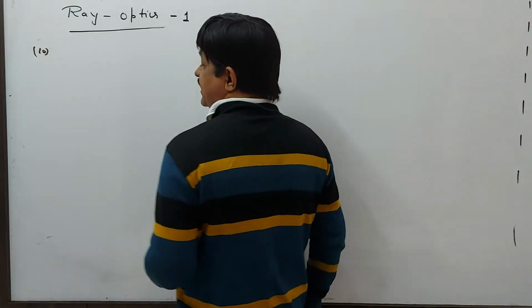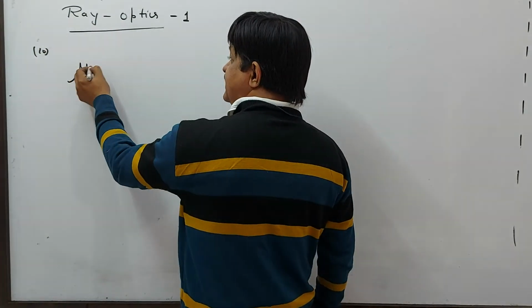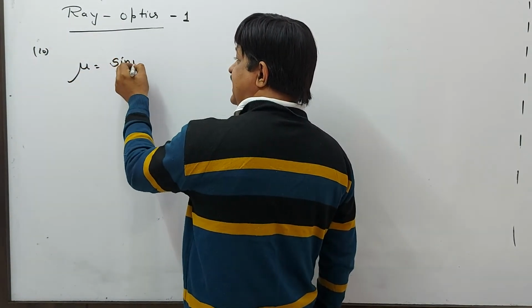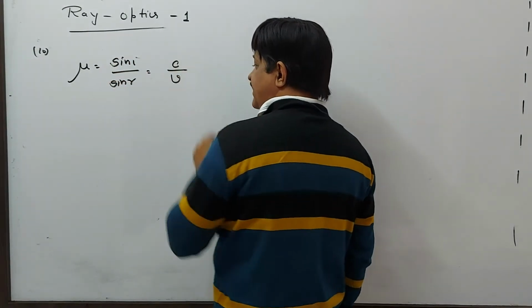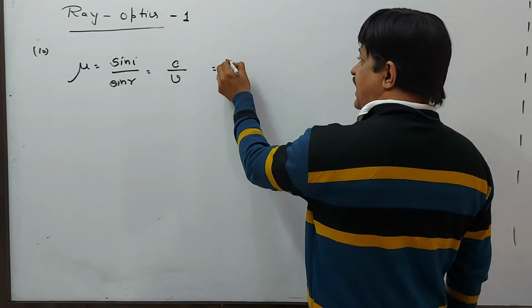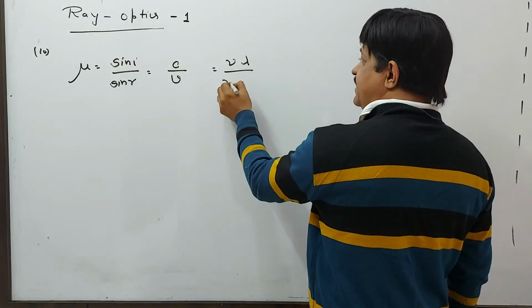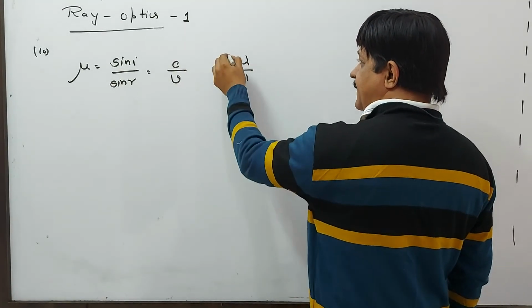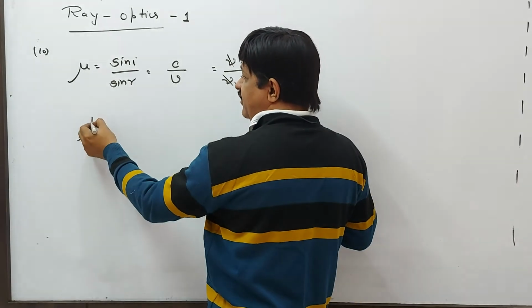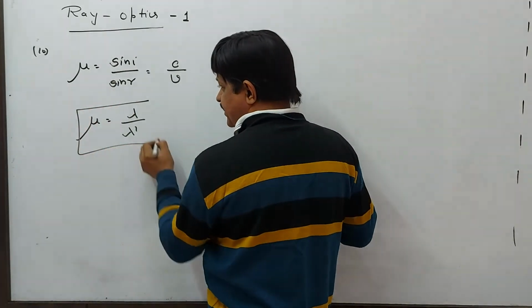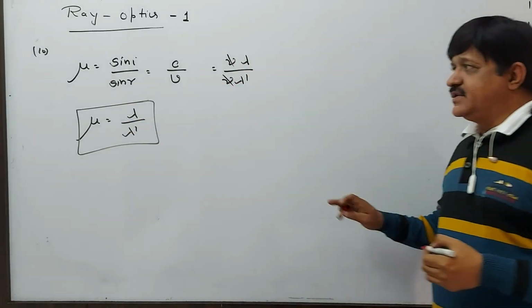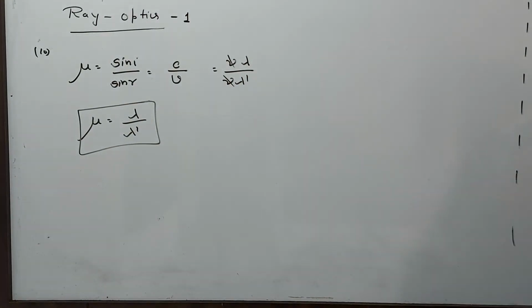Tenth concept is, as we discussed, Snell's law says mu equals sine i upon sine r, that is equal to c by v. As you know, the frequency will remain as it is. So the formula of refractive index can be explained in terms of wavelength in this manner. Lambda upon lambda dash is also equal to mu.